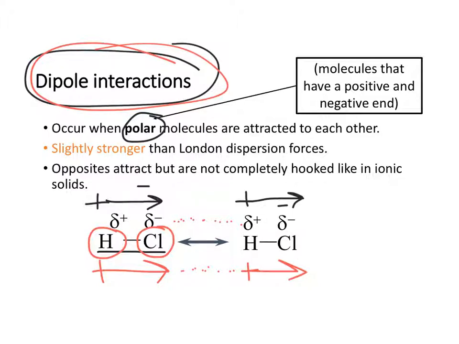By the way, the London dispersion force and the dipole interactions both fall under the category of van der Waals forces. Not super important for you to know, it's just more of a labeling thing, but London dispersion forces and dipole interactions are both two of the weaker intermolecular forces. Dipole interactions are a little bit stronger.